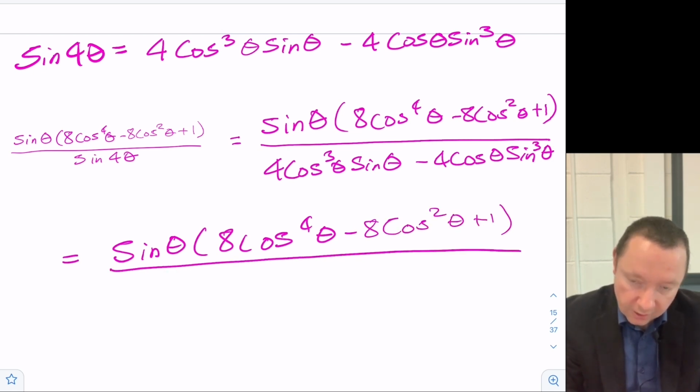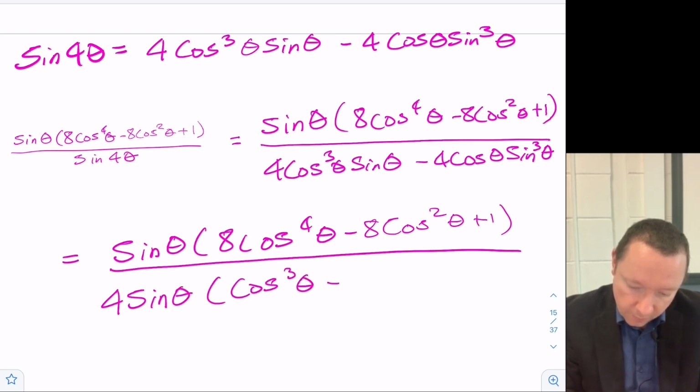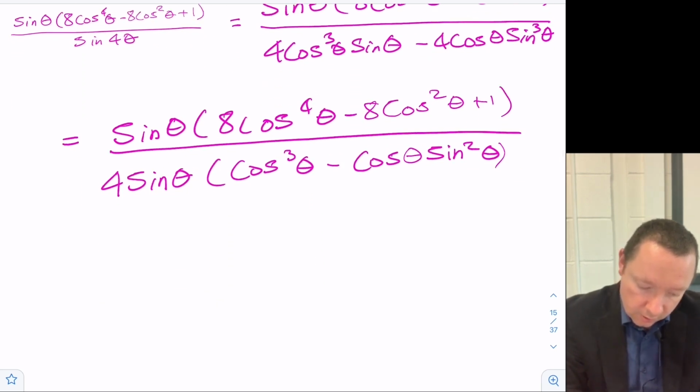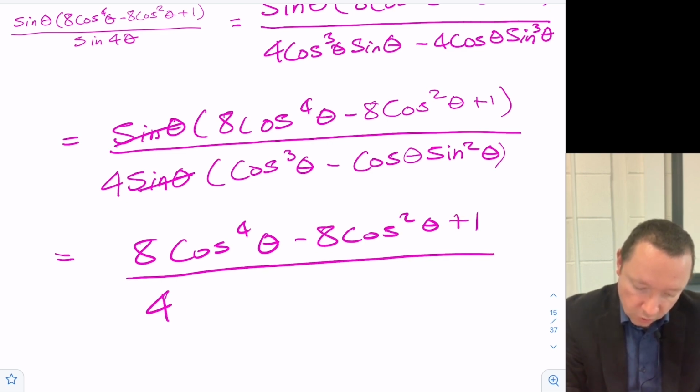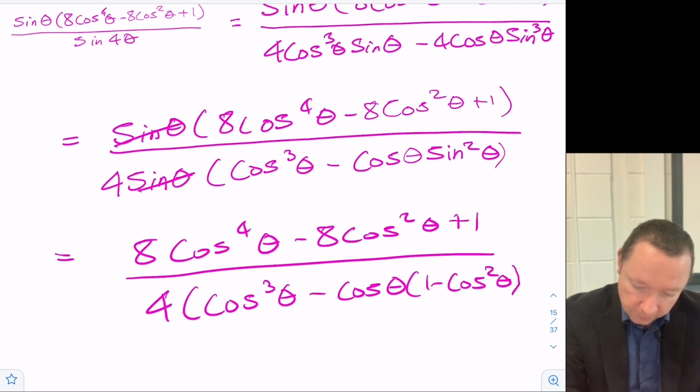So sine theta is a common factor. So it's 4 cos cubed theta minus cos theta sine squared theta. The sines cancel, of course, so on the top we get 8 cos 4 theta minus 8 cos squared theta plus 1, over 4 times cos cubed theta minus cos theta times 1 minus cos squared theta for sine squared theta.